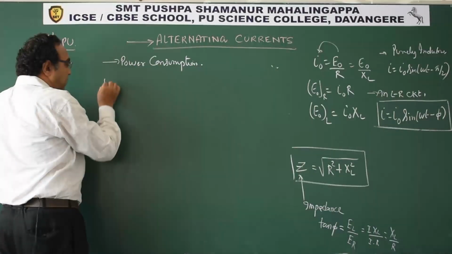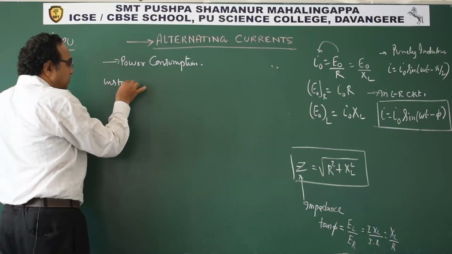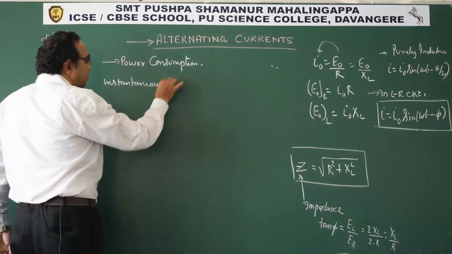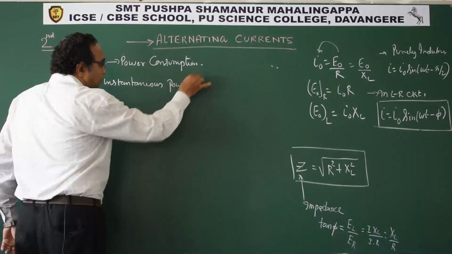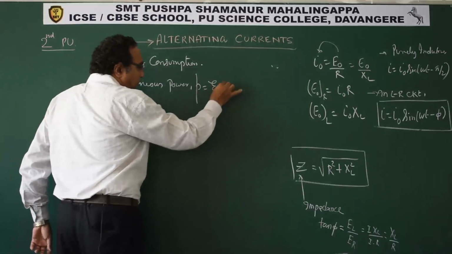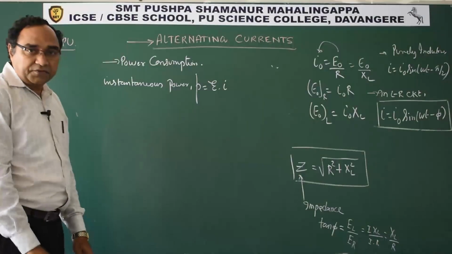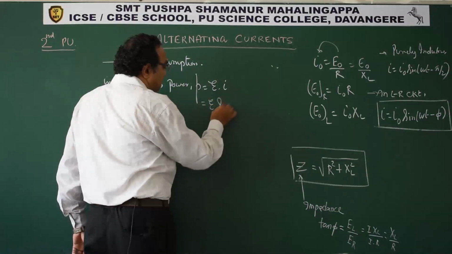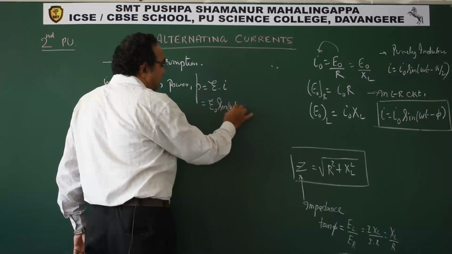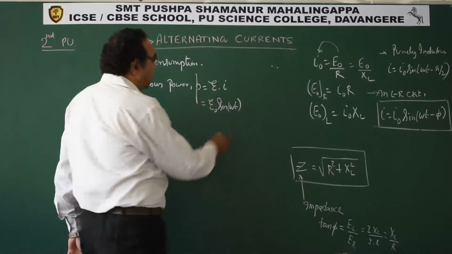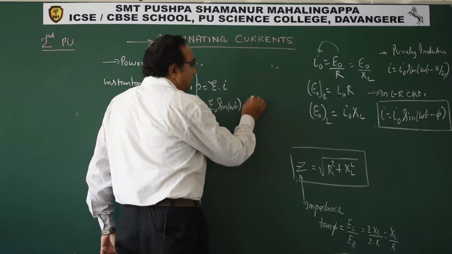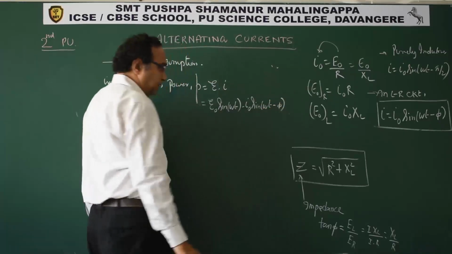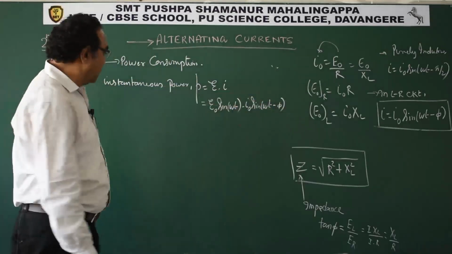How to find it? Same thing, instantaneous power. Small p is what? We know E into I. This is instantaneous power. E is E naught sine of omega t, and I is I naught sine of omega t minus phi. We had seen this.